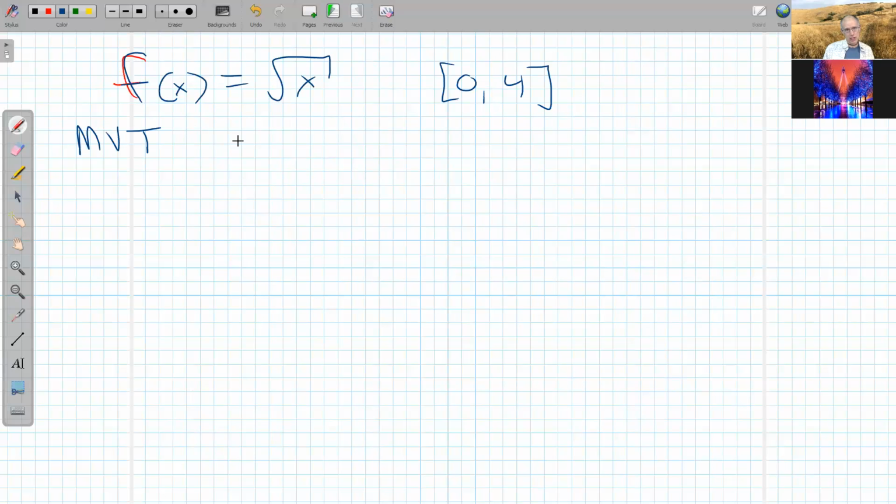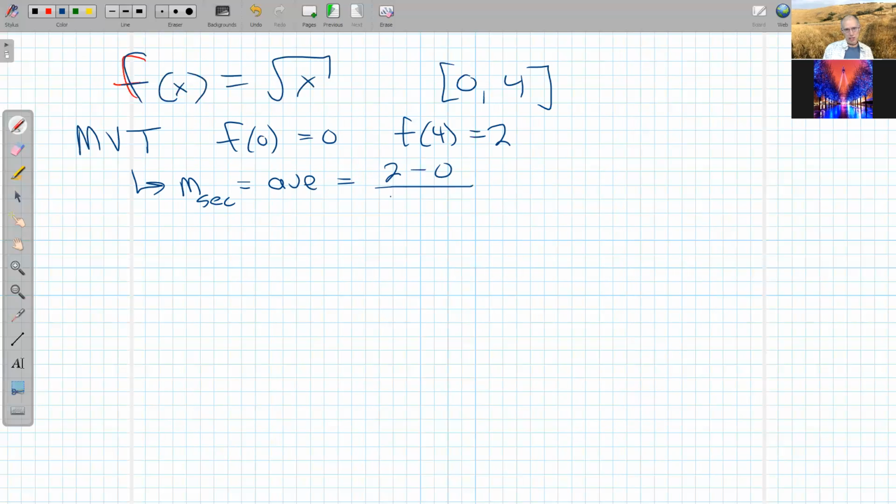So the mean value theorem says, find f of 0. That's 0. And then find f of 4. f of 4 is the square root of 4, or 2. Then find the slope there. I call it the slope of the secant line. It's also the average value of the function on that interval. So that's 2 minus 0, change in y over change in x, over 4 minus 0. And so I get a slope of 1/2 through those two points. If you look at a table of values, x, y, we're looking at the point (0, 0) and the point (4, 2), and we found the slope there to be 1/2.